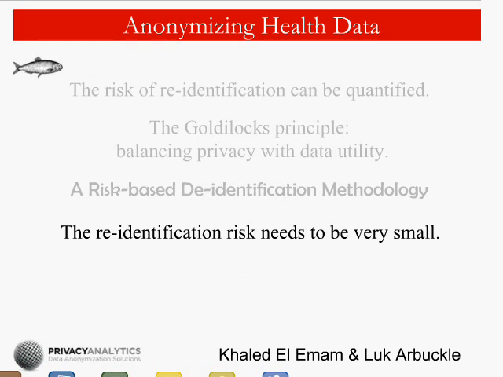The other important thing is that the re-identification risk needs to be very small. The term very small is actually the term used in the HIPAA privacy rule statistical method, and it's not defined. So when you operationalize this, you have to determine what very small means, which basically operationalizes that term, which means you have to figure out how to measure the risk and how to determine thresholds on that risk metric.